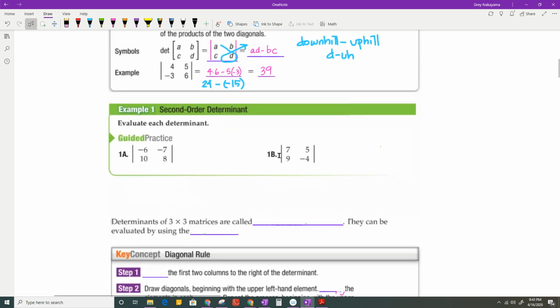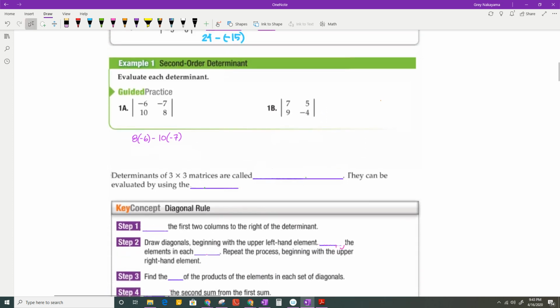So here are 2 more examples. We have the vertical lines showing us that we are to evaluate that determinant. My downhill product is 8 times negative 6 minus my uphill product, which is 10 times negative 7. Now, as I mentioned to you, when you show your work in your homework, if you just want to write that step, negative 48 minus negative 70, I'm fine with that. You must write either one of those. I really prefer this one, but you can write either one. And of course, negative 48 minus negative 70 is 22.